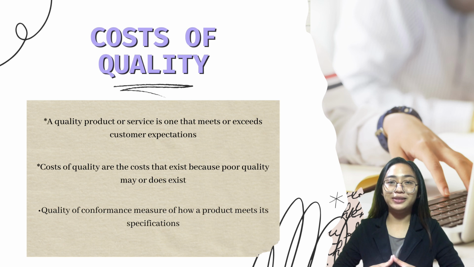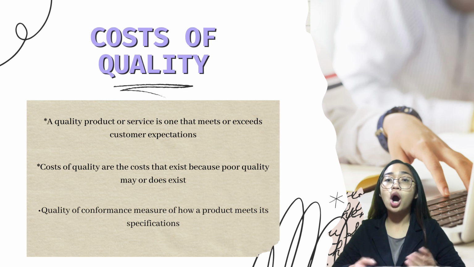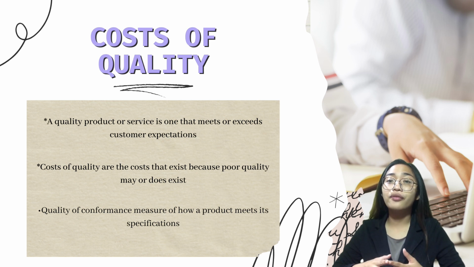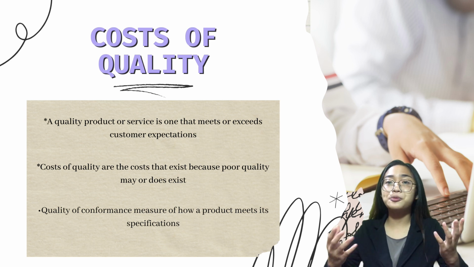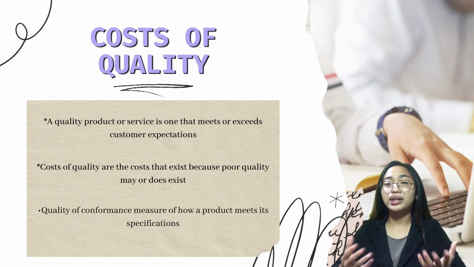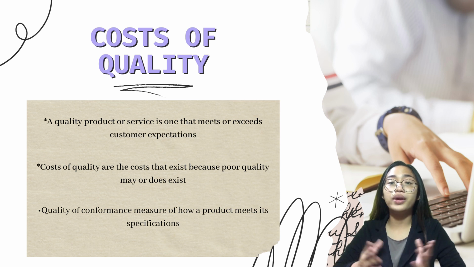What is cost of quality? Cost of quality are costs that are incurred as a consequence of possible or actual poor quality. Costs that are spent to prevent defects from arising. And costs that are incurred as a result of loss occurring. Quality of conformance is a measure of how a product meets its specifications. A defective product is one that does not conform to specifications, while zero defects means all products conform to specification. And lastly, robustness means exact conformance to the target value.